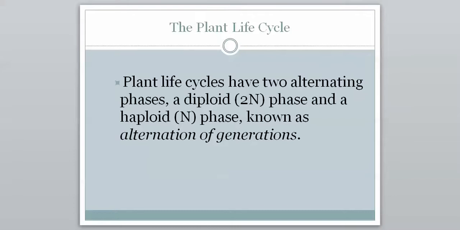Okay, and I mentioned their life cycle. So their life cycles have two alternating phases, a diploid phase, which means they have two sets of chromosomes, and a haploid phase where they only have one set of chromosomes, and this is known as alternation of generations. So whenever you see 2N, 2N just refers to the number of chromosome sets they have in the cell. So 2N means they have two sets, N means they have one. I don't know why they use the letter N, it's just what they choose to use.